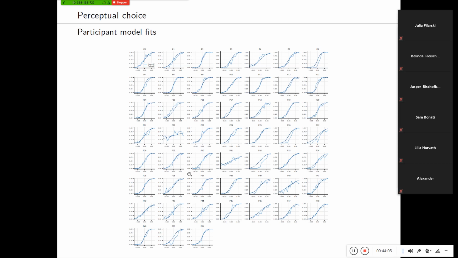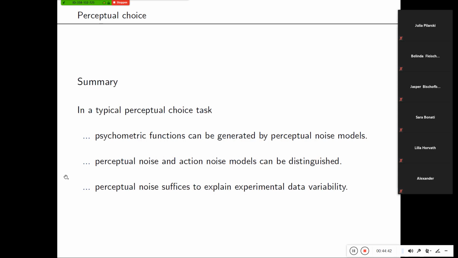This is how the single participant fits look, and there you can see that the biases go both ways. Sometimes the real data, here in light blue, is a little bit to the right of the predicted model fit, and sometimes it's on the left. Here again you have participant 31, where we essentially predict a straight line, and participant 22 is also quite bad. Also quite bad, but some of them are quite good, for example P2.